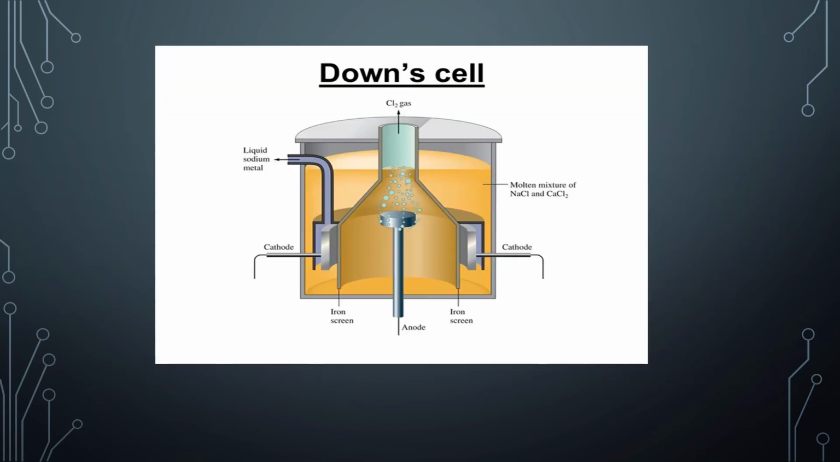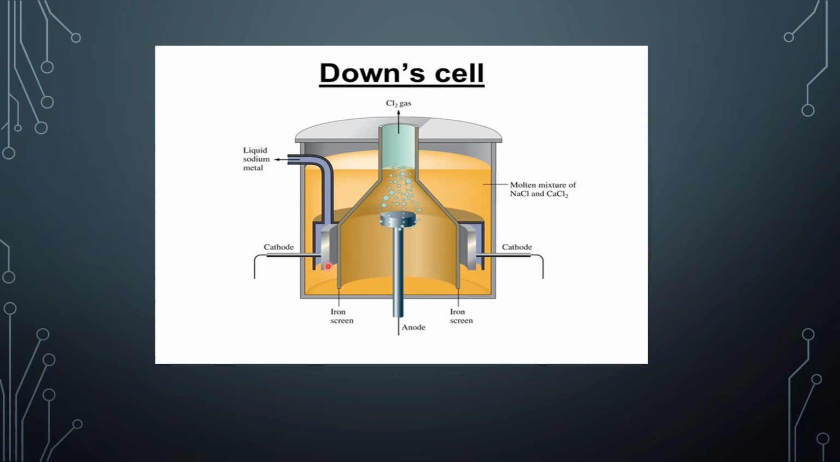This diagram shows the transverse section of Downs cell. Here, you can have a better understanding of different shapes. This is the anode where chloride ions will move. This is the ring-shaped cathode towards which sodium ions will move and they will convert into sodium metal.